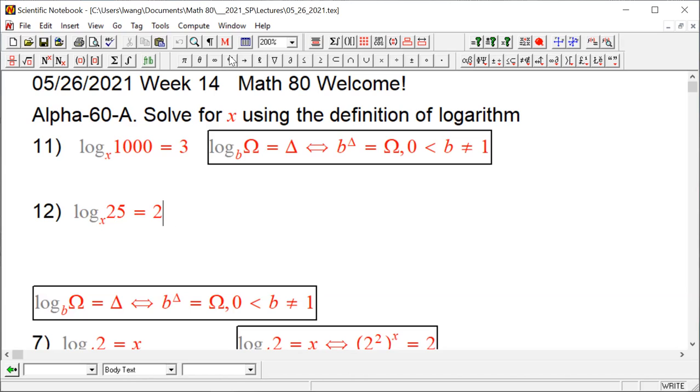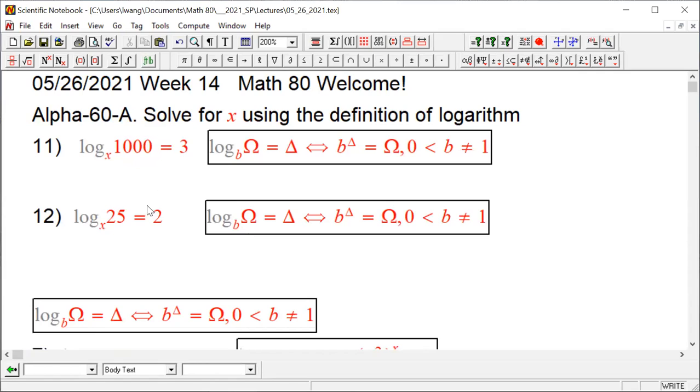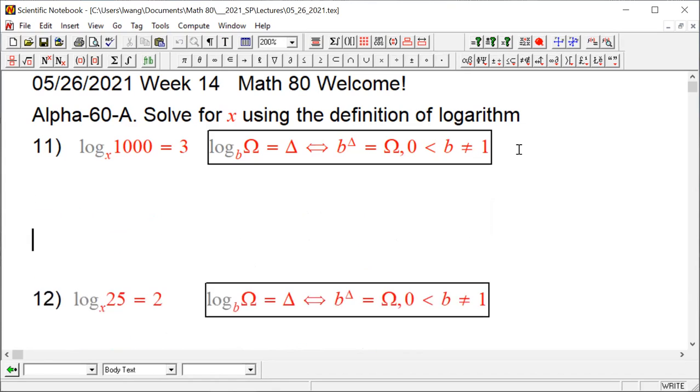It's still the same definition. Be aware that the base we're looking for must be positive and not equal to 0. So you're going to identify the x, but this x cannot be negative. It cannot be 0. It has to be larger than 0 and not equal to 1. So that's the kind of base we're looking for. Now, the base is unknown.